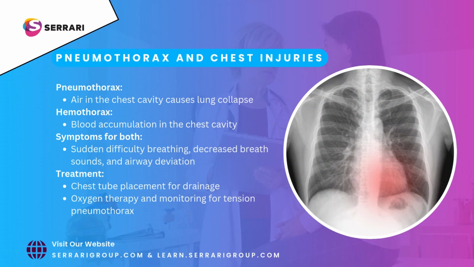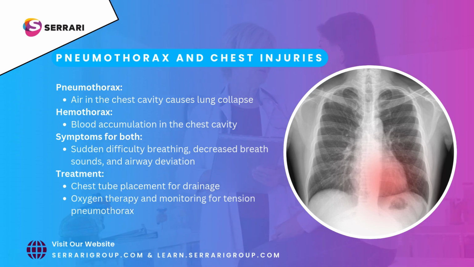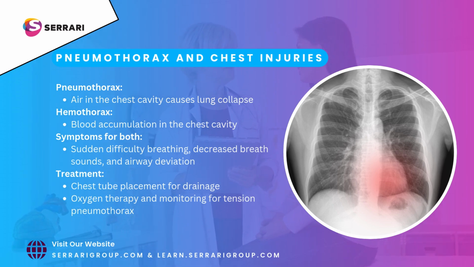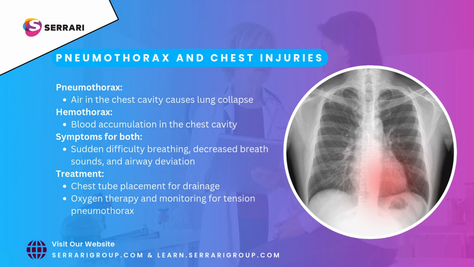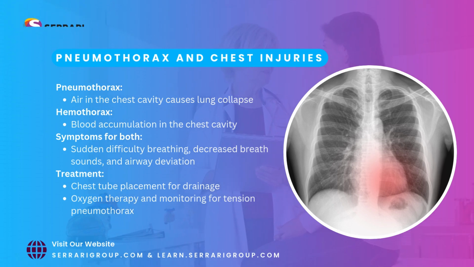Pneumothorax and chest injuries. Pneumothorax: air in the chest cavity causes lung collapse. Hemothorax: blood accumulation in the chest cavity. Symptoms for both: sudden difficulty breathing, decreased breath sounds, and tracheal deviation. Treatment: chest tube placement for drainage. Oxygen therapy and monitoring for tension pneumothorax.